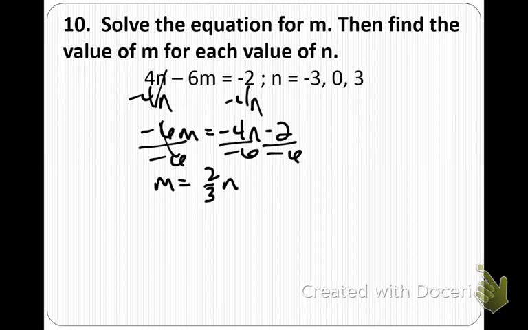Negative 2 over negative 6 reduces to positive 1/3. Now some of you guys may have it flip-flopped. You may have 1/3 plus 2/3 in, and that's completely fine. Okay? And then once we're here, we come up with our table.